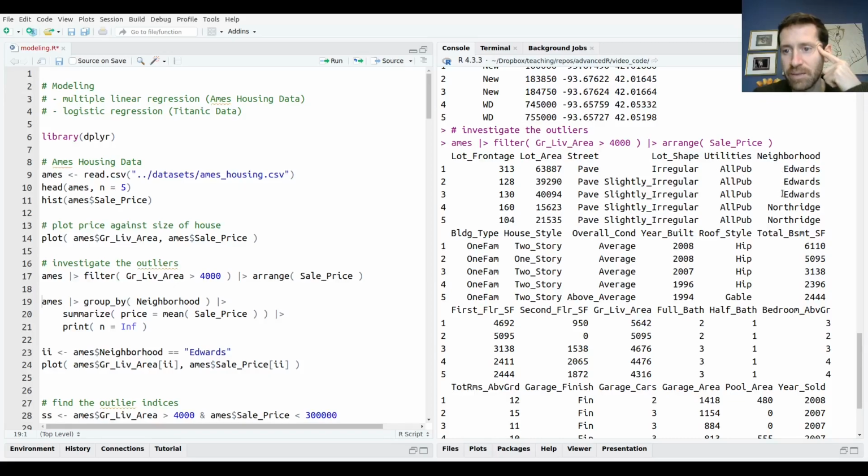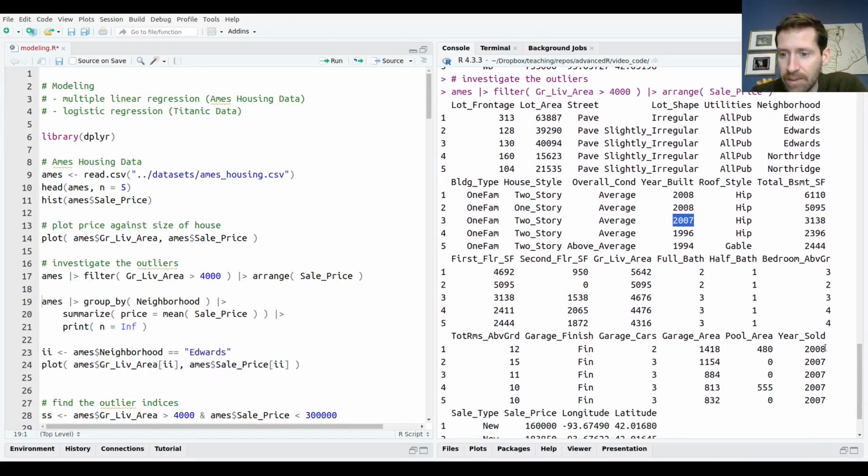They're all in the same neighborhood, whereas these other 2 large houses are in Northridge. 1 family, it could be 1 or 2 stories. Overall condition, average. Year built. Okay, so this kind of pops out that all 3 of these houses were built in 2007 or 2008. When were they sold? 2008, 2007, 2007. Okay.